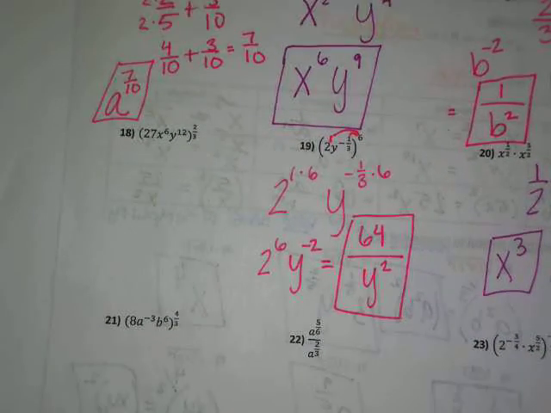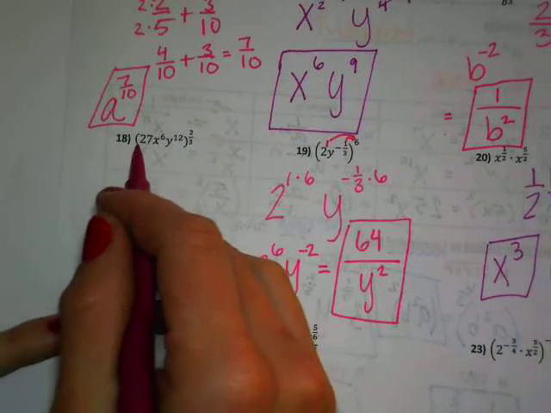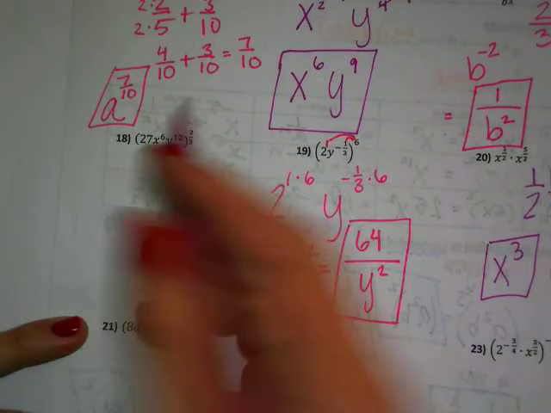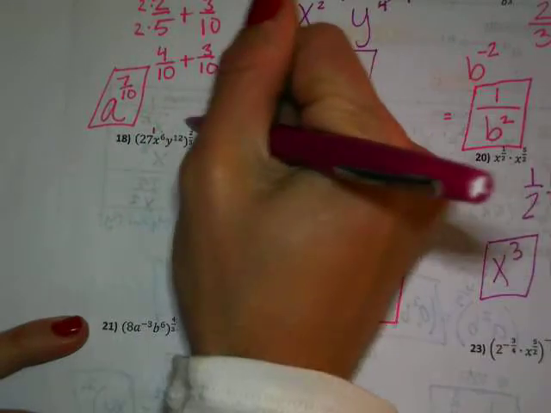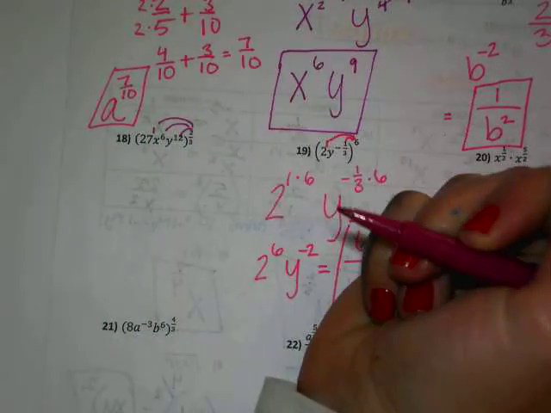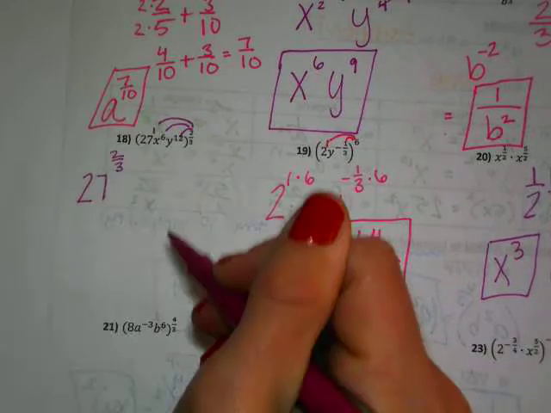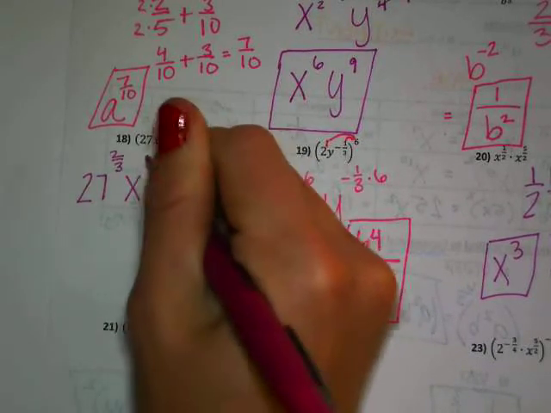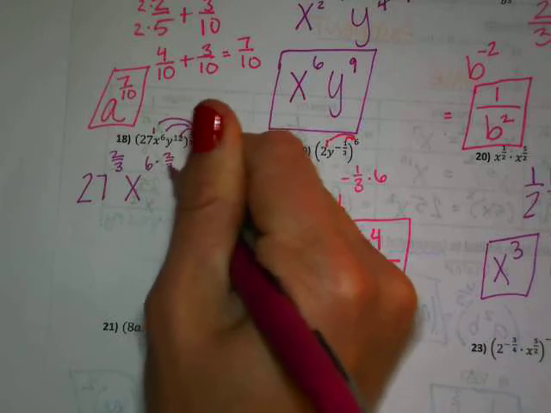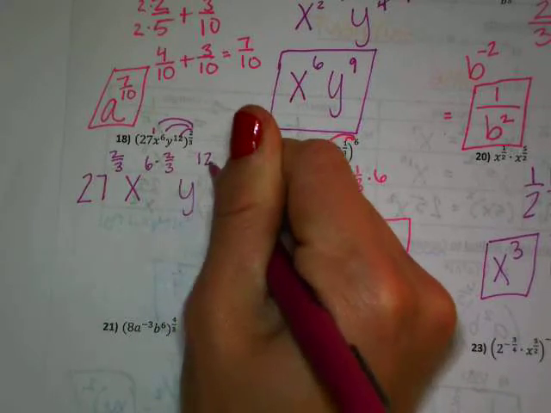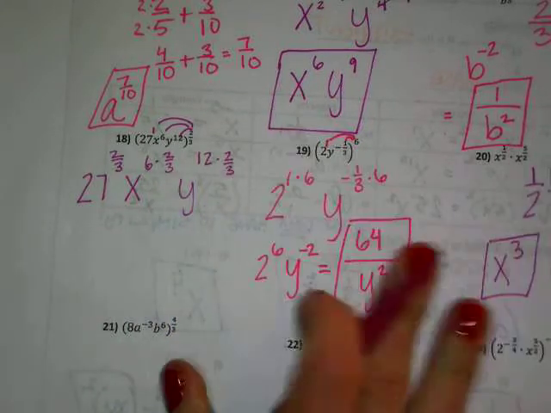All right, number 18. Once again, we're doing stuff to the exponents. So what is the exponent of 27? The 2/3, right? So we're going to multiply, multiply, multiply. So I have 27 to the 2/3, x to the 6 times 2/3, and y to the 12 times 2/3.